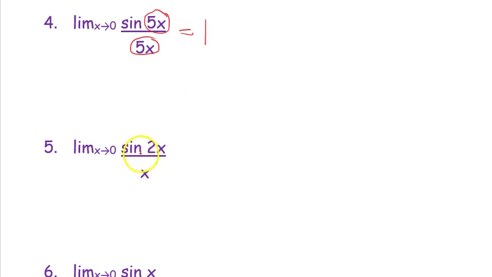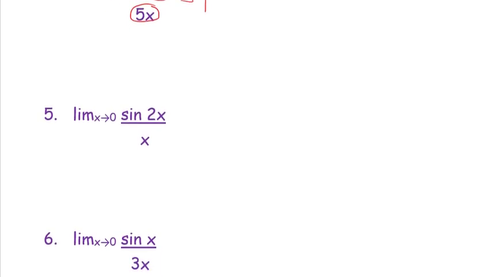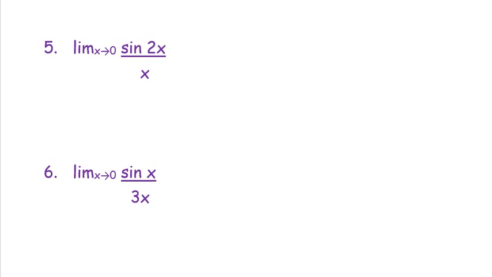But if you look at number 5, we have a 2x here, but not here. And so those don't match perfectly. And so you have to do a little bit of manipulation to get to something that looks like the famous limit. The way that you can do that is by multiplying by 2 over 2.